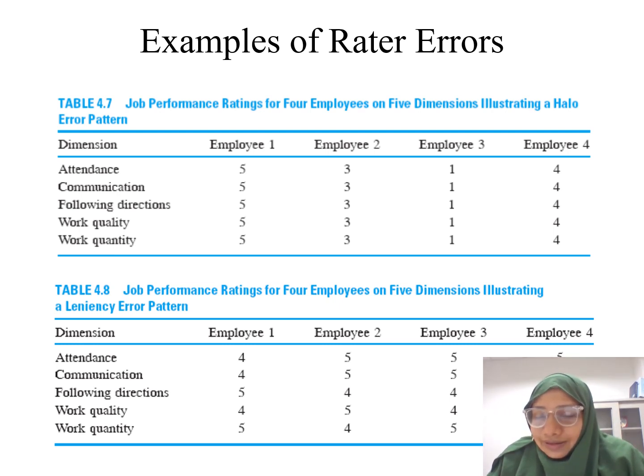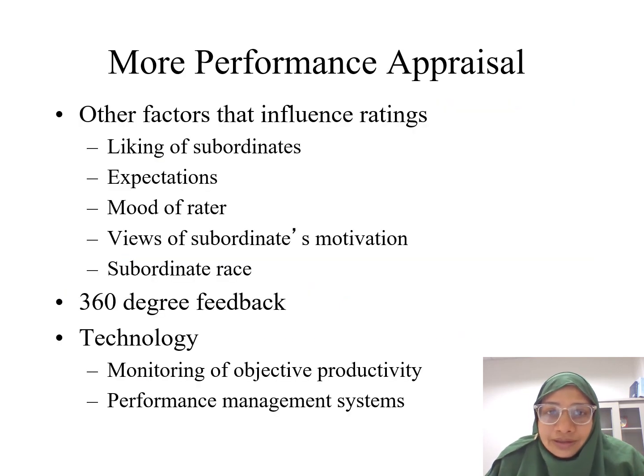Other raters also don't like the lenient person, because being lenient with everyone is a problem. Then, more on performance appraisal, there are other factors that influence rating. First is liking of the subordinate; they give marks based on the ones they like. Expectation: they have some expectation of the workers, but when the workers do not perform like their expectations, they give bad marks.